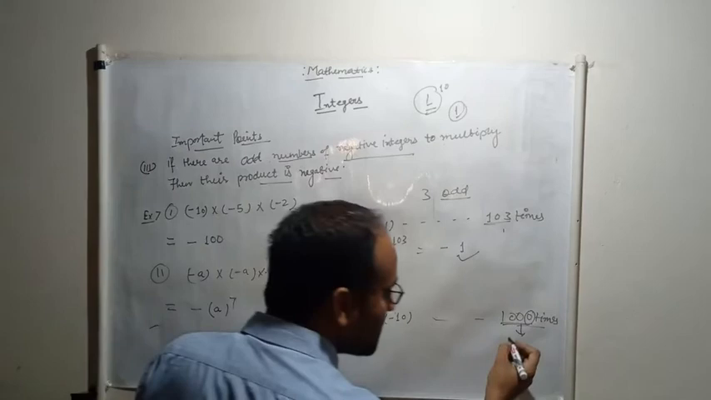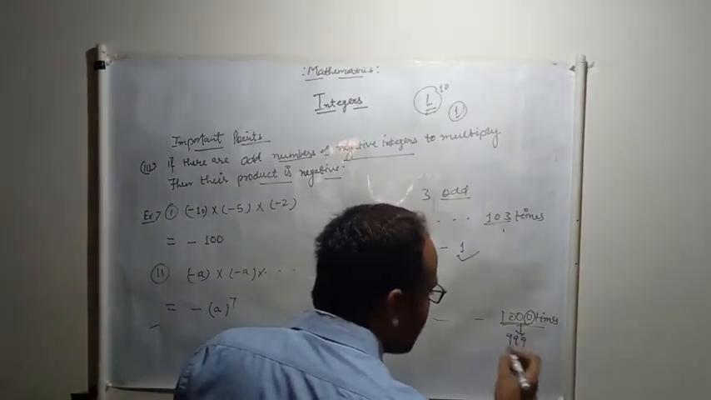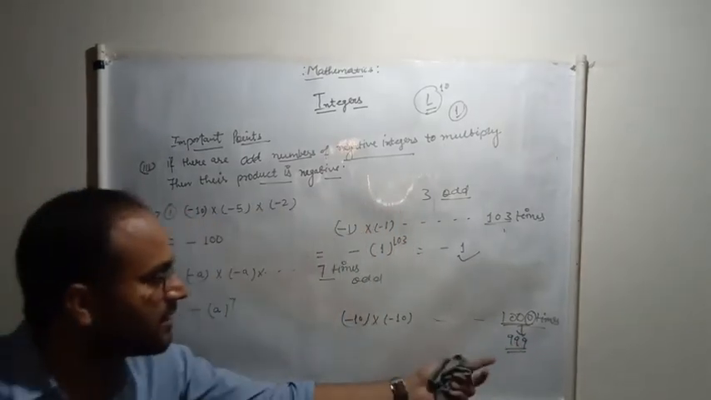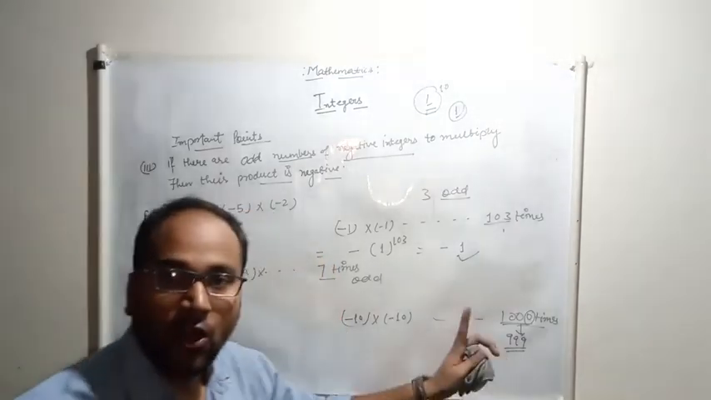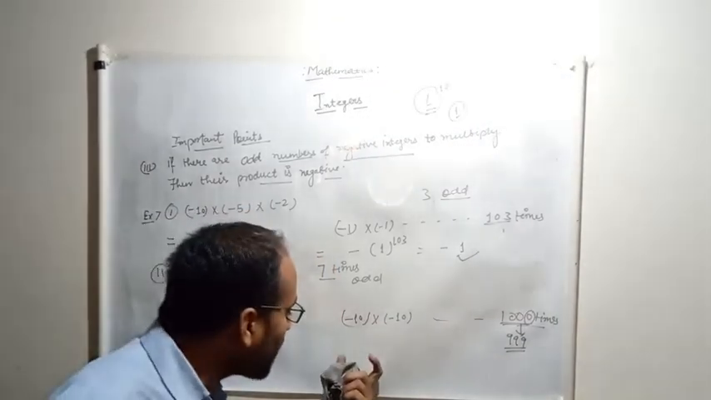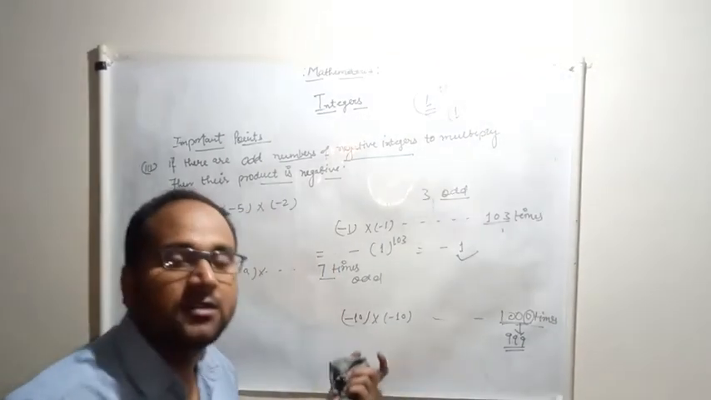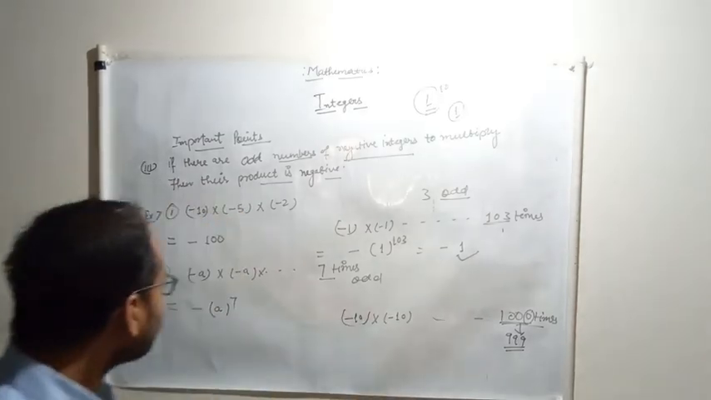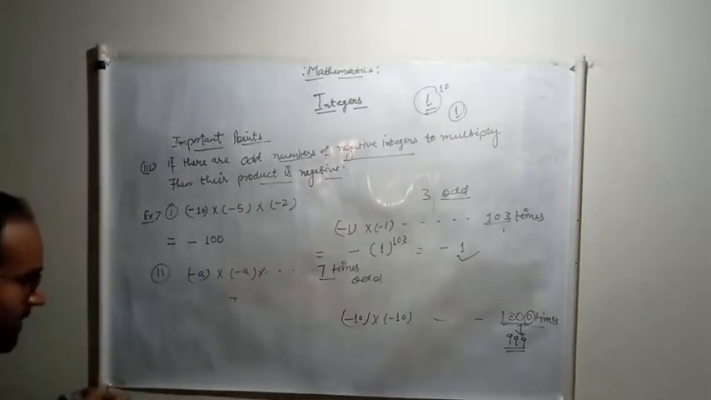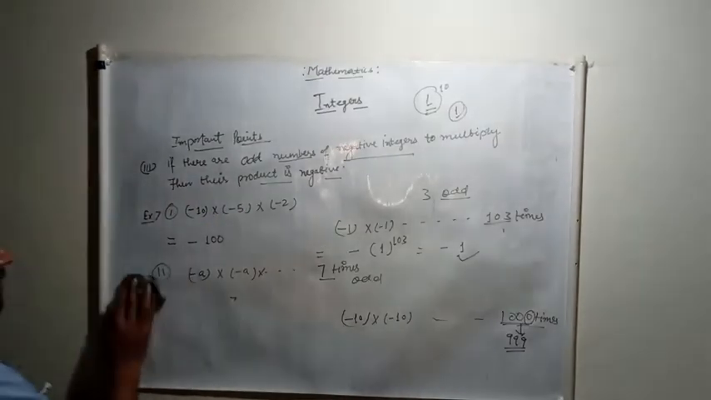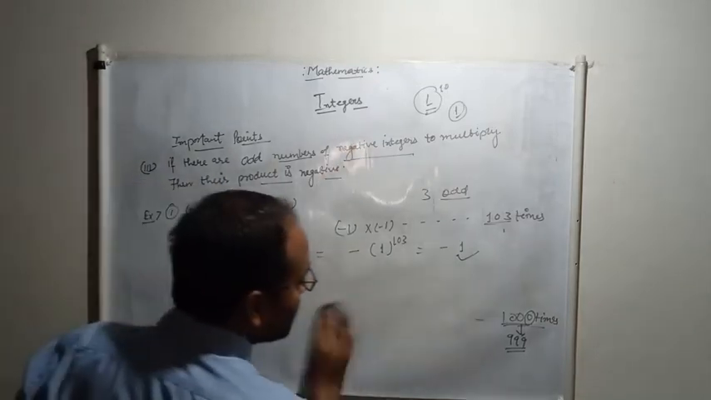And in place of that, suppose it is 999 times. 999 is an odd number, so whatever product you get will be negative. Next is the property, the next rule and important points.